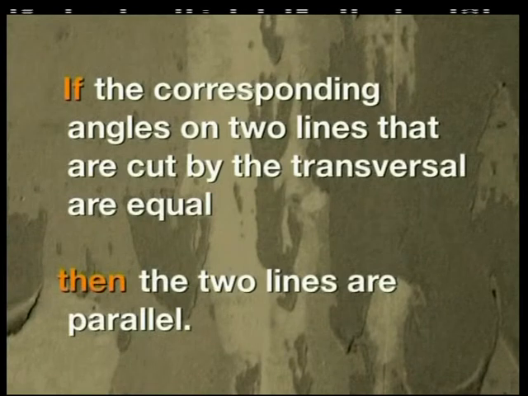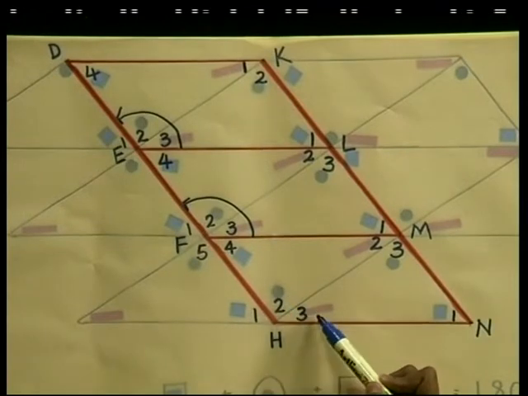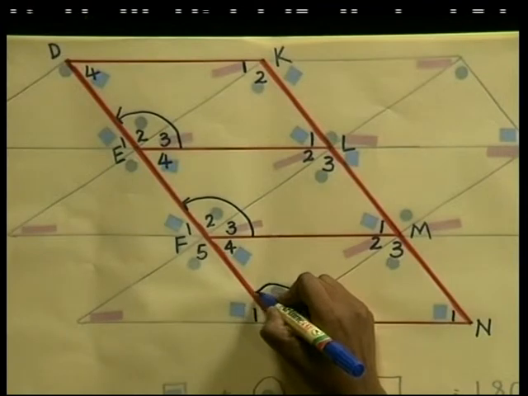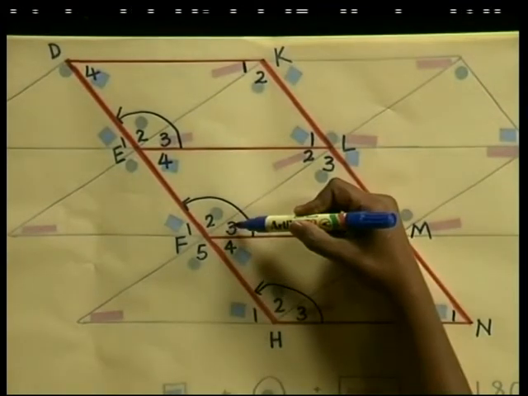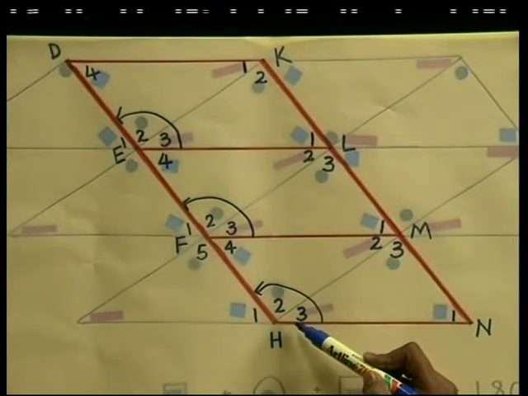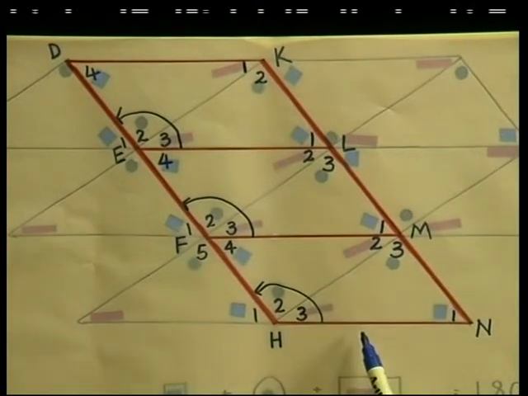Based on what you have observed, can you predict the next important relationship? We can now say that if a transversal cuts two lines and the corresponding angles are equal, the two lines are parallel. The angle markings of H2 and 3 show that this whole angle is equal to F2 plus 3. Now they are corresponding, and because they are corresponding and equal, FM and HN should be parallel.